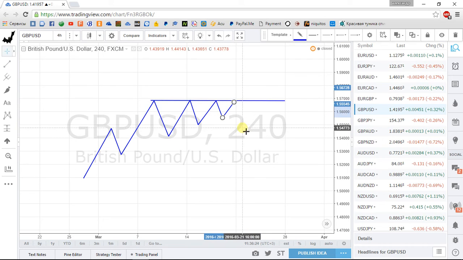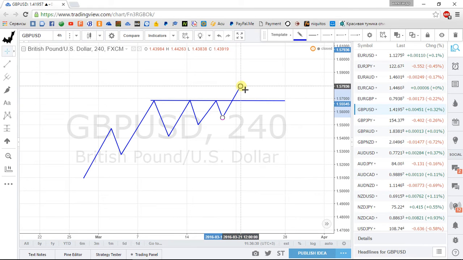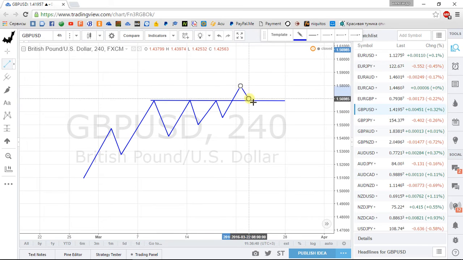Usually we have 1 to 3 attempts, and attempt number 4 is usually a violation. The first time we have a close above this 1, 2, 3 triple top is a confirmation of price action to continue the uptrend.